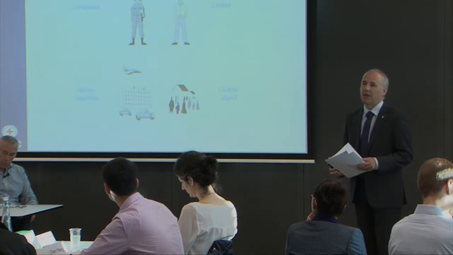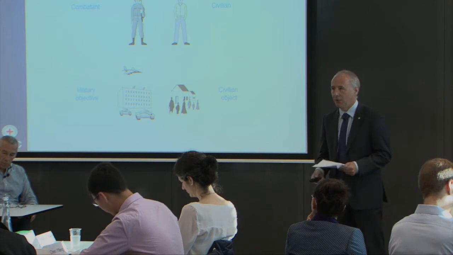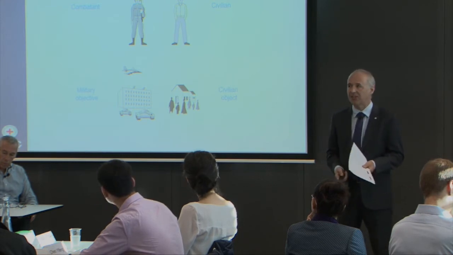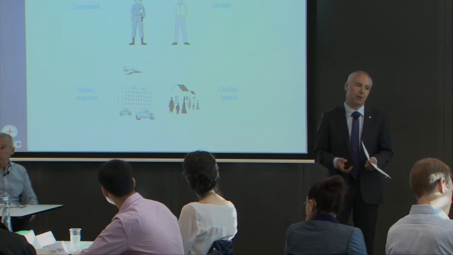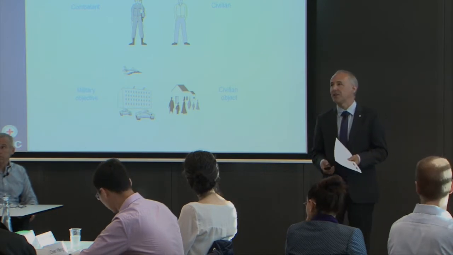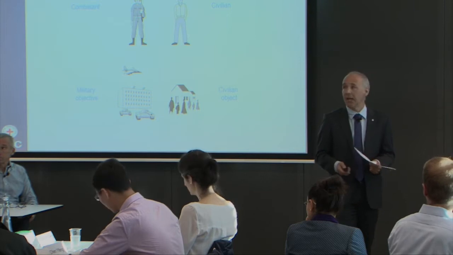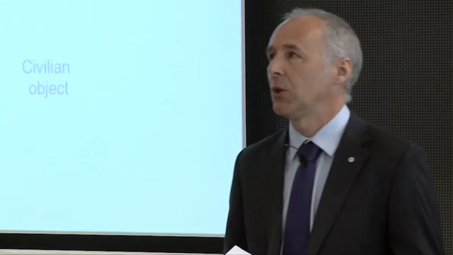So distinction, the basic principle, all of it, it's the distinction between combatants and civilians and between military objective and civilian object, because attacks can be directed only against combatants and military objective and not against civilians and civilian objects. So going to the first question, combatants versus civilians. Who is a combatant? Who is a civilian? When can they be targeted?